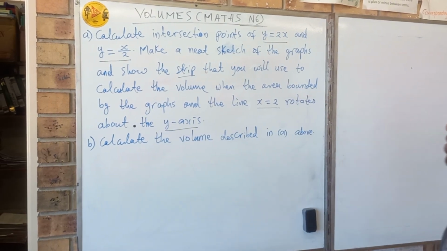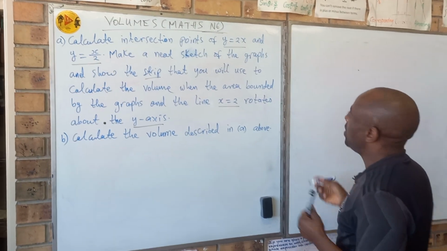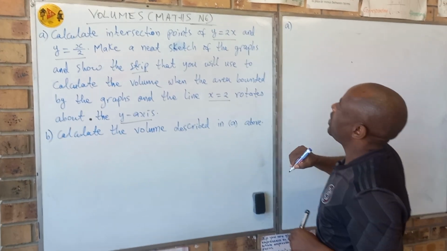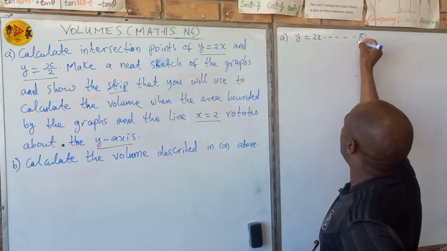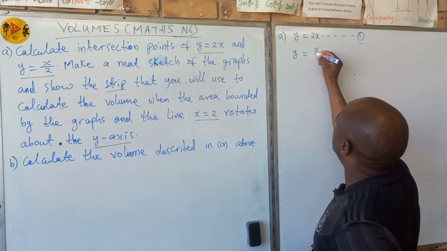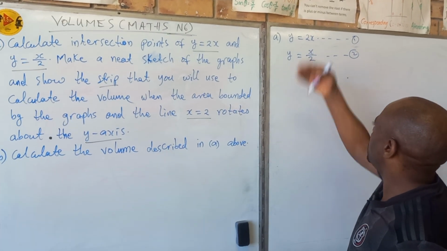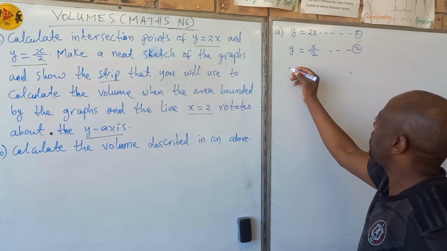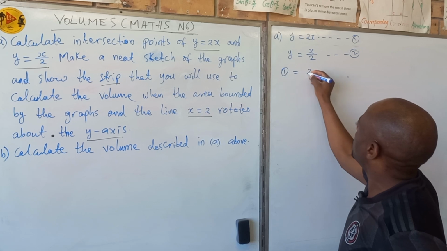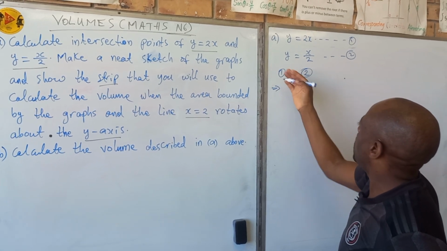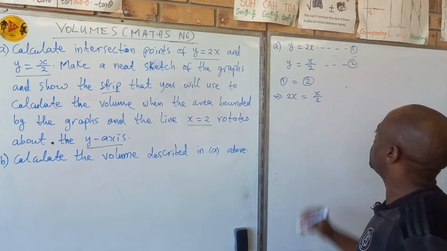the y-axis. Okay, so I've just gone through the problem. I've underlined the most important things for me. So let me start with the point of intersection. They've given us two graphs, y equal to 2x, that's equation number 1, and y equal to x over 2, that is equation number 2. They all start with y equal to, so I can say equation 1 is the same thing as equation 2. Well, I substitute 1 into 2, that will tell me that 2x is equal to x over 2.